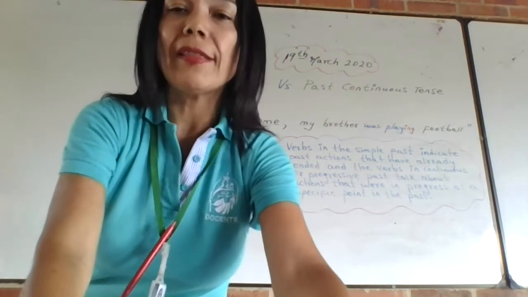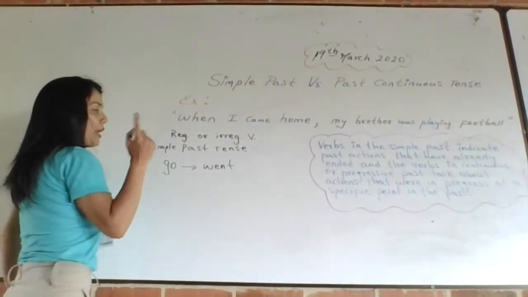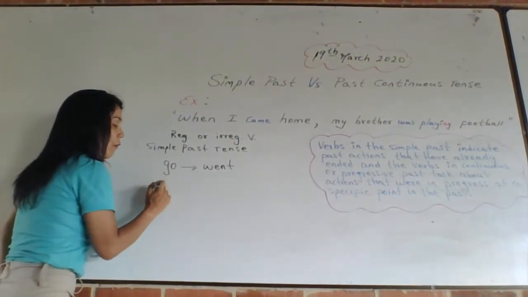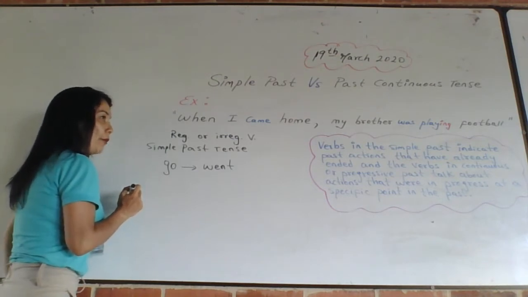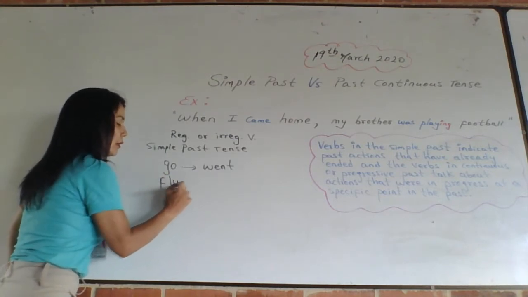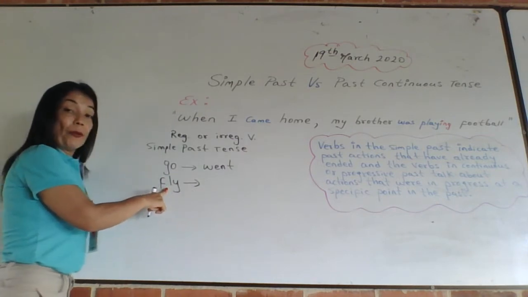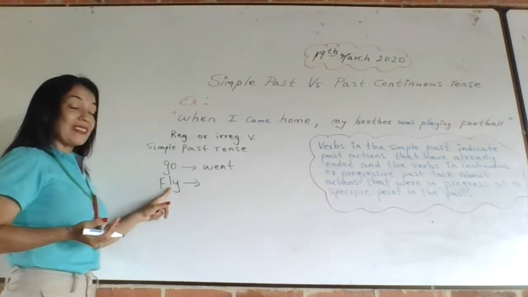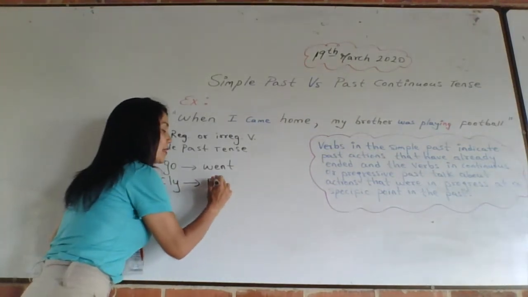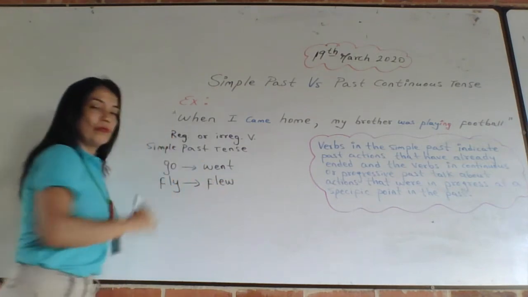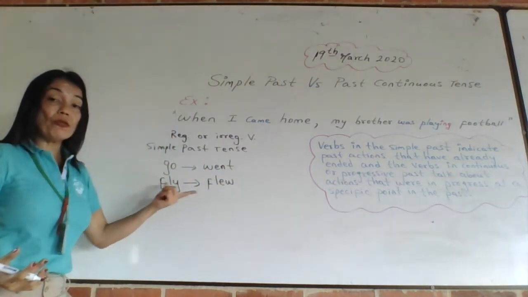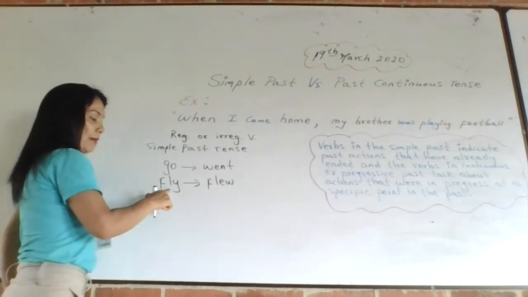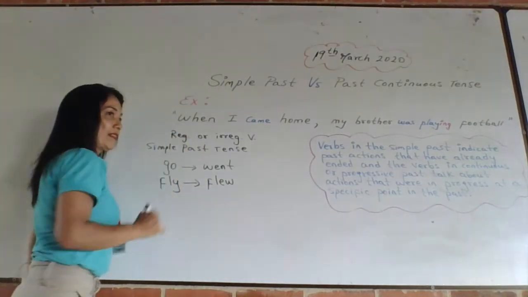So let me move the camera. Sorry. Now look at this, another irregular verb. For example, the irregular verb fly. This irregular verb is in simple present tense, but now it's necessary you know what the past tense of it is. Its simple past tense is flew. They look so different, but it's necessary you memorize the past tense of the present tense.